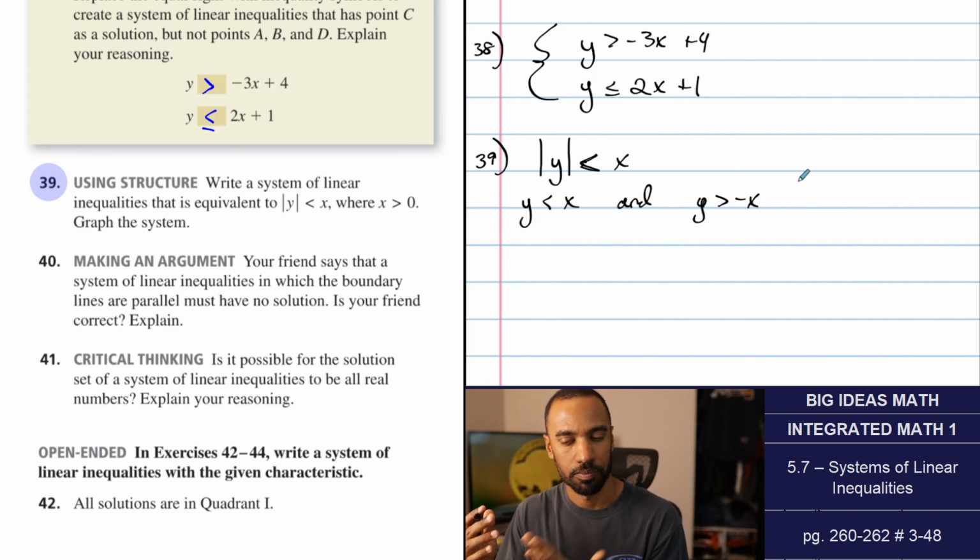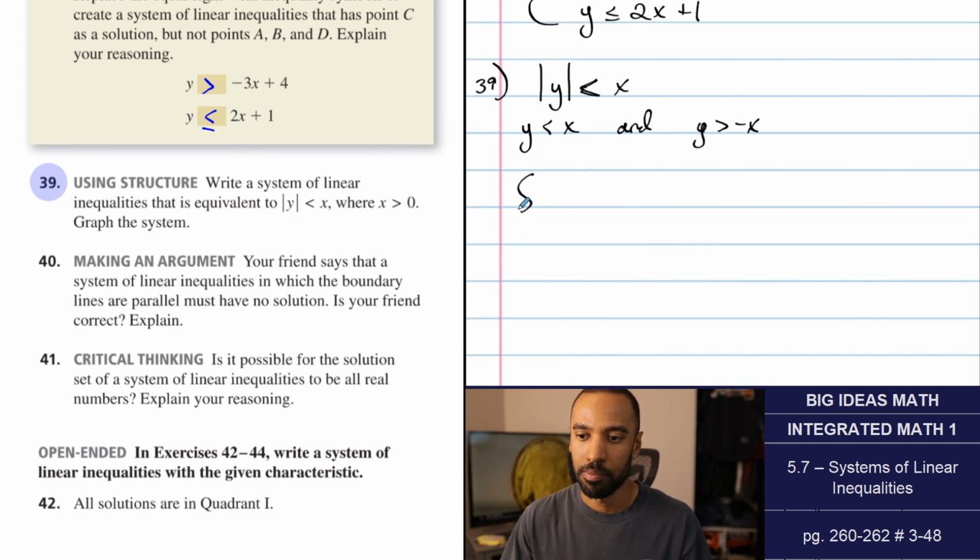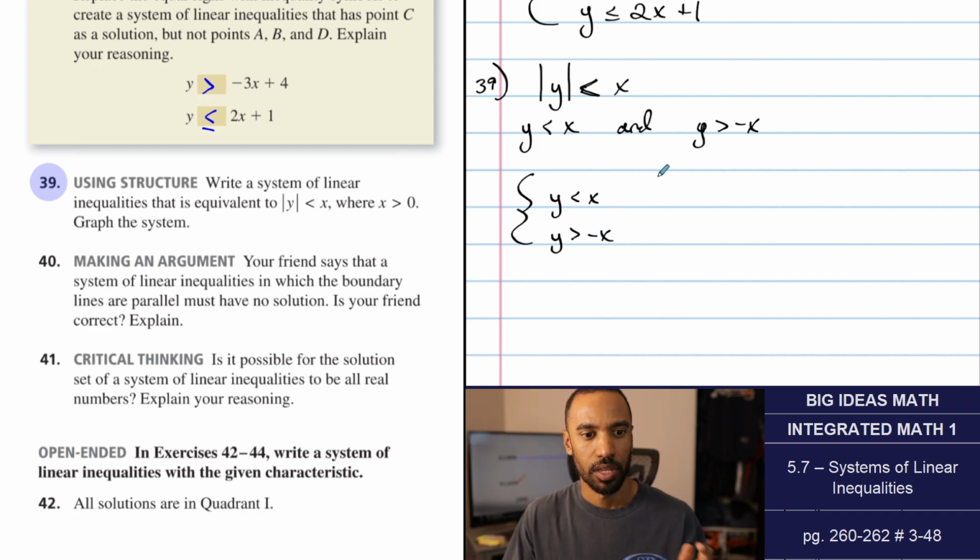This goes back to chapter 2. I forgot that we actually did do these. But this is now a system. In the system, the "and" is important in that we must stay within the overlapping shaded region. So there's our system, and they say graph it.